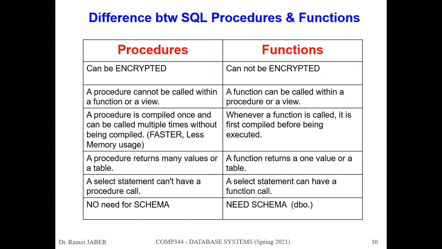Another difference: in the function, you need to put the schema, dbo dot function name and so on. But in procedures, there's no need to put the schema. So these are the major differences between procedures and functions, okay? Procedures can be encrypted, are faster, compiled once and can be called multiple times, can have many output values, and need no schema. This is the major difference between them.